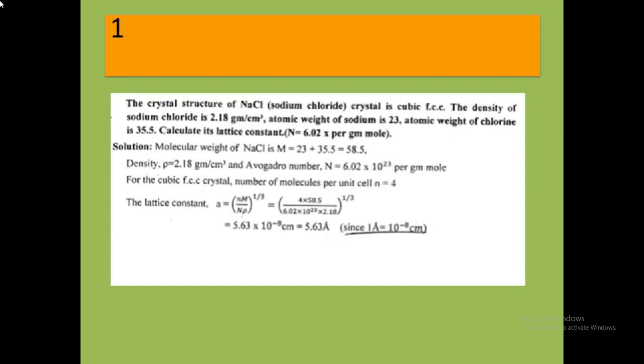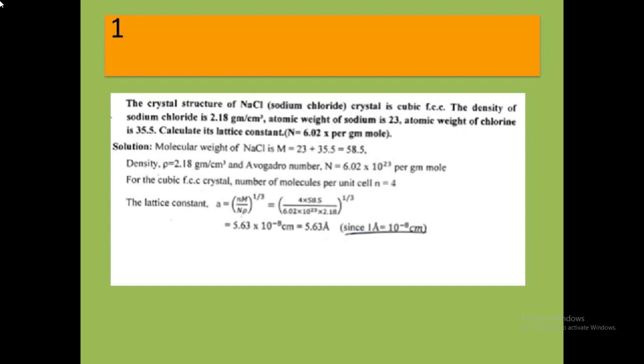per gram mole. So solution: molecular weight of NaCl, capital N, is equal to 23 plus 35.5, which is equal to 58.5. Density rho is equal to 2.18 gram per centimeter cube, and Avogadro number N is equal to 6.02 into 10 to the power 23 per gram mole. For the cubic FCC crystal, the number of molecules per unit cell n is equal to 4. That you need to remember.